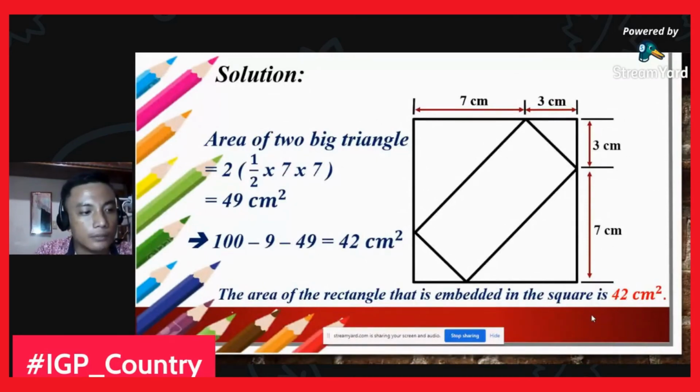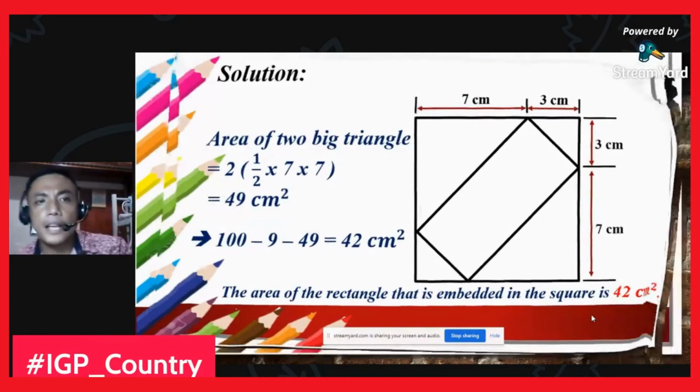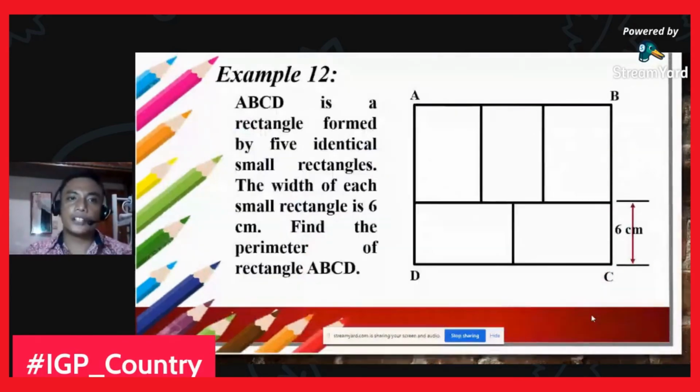Okay, we have still example 12. For example 12, ABCD is a rectangle formed by 5 identical small rectangles. The width of each small rectangle is 6 centimeters. Find the perimeter of the rectangle ABCD.